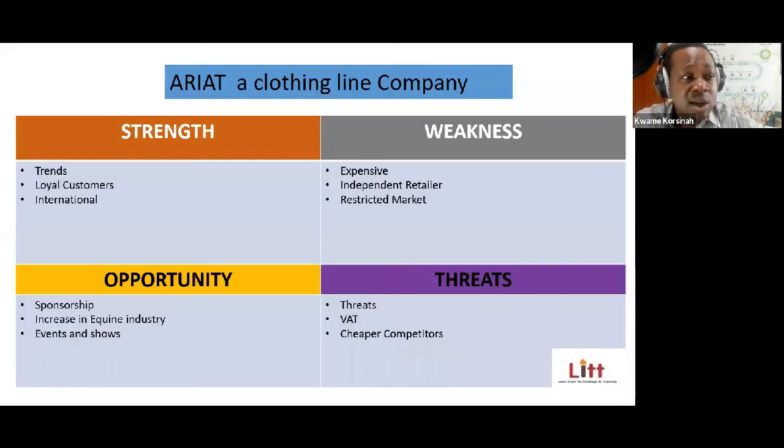So here's a clothing line company that has developed its strengths, weaknesses, opportunities, and threats. It's looking at its strengths, trends. People are looking at their potential products. People are looking at styles, and through that, they are developing loyal customers. They have an international brand that people are buying into. Some of their weaknesses are they find their products too expensive. They are more of an independent retailer in a very restricted market.